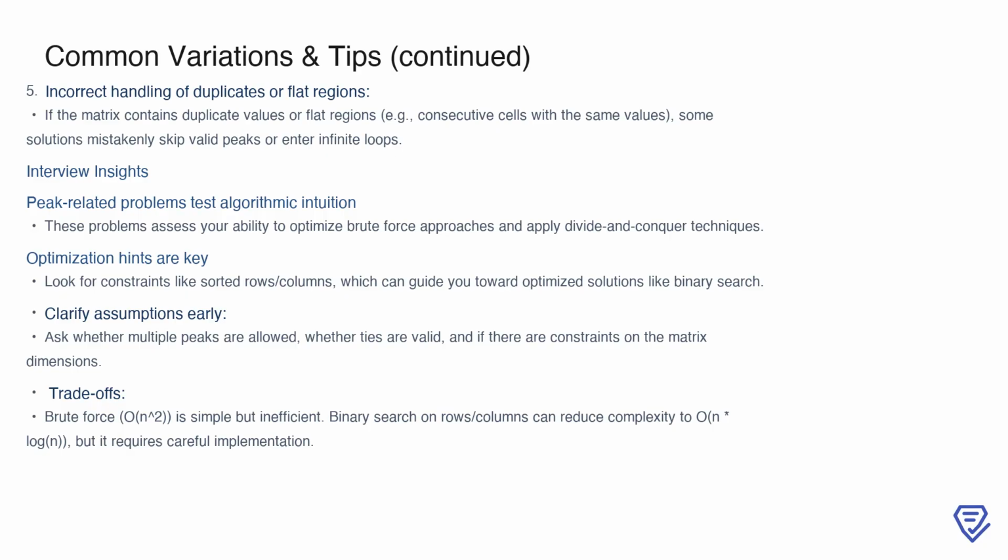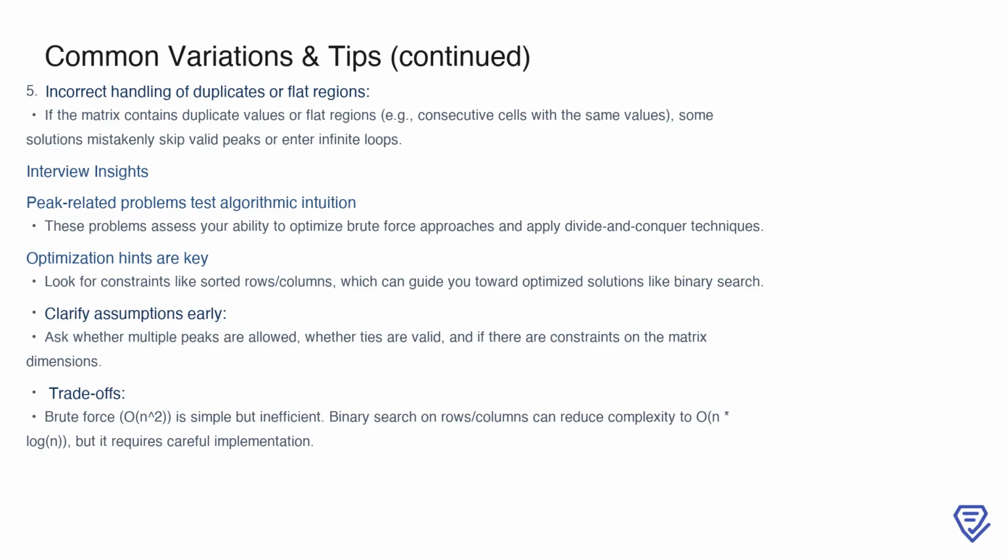From an interview perspective, peak-related problems are designed to test your ability to optimize naive approaches and apply advanced techniques like divide and conquer. Always pay close attention to optimization hints provided in the problem, such as sorted rows or columns, as these can guide you toward better solutions like binary search. It's also crucial to clarify assumptions early in the interview. Ask questions about whether multiple peaks are allowed, if ties are considered valid peaks, and whether there are constraints on the matrix dimensions. Balancing trade-offs is another key skill.